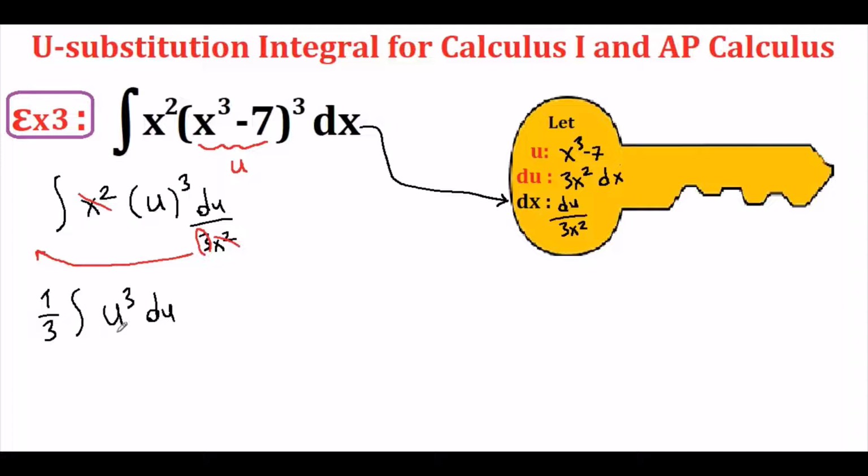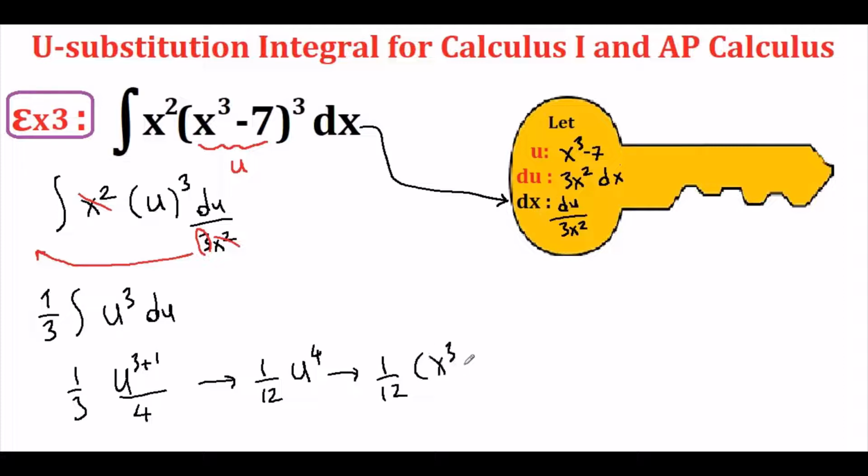Now we know how to take the antiderivative of u to the third. We add 1 to the power and divide by the same number. So we have 1 over 3 times 4, which is 1 over 12, u to the fourth power. And if you bring u back, it's going to be (x to the third minus 7) raised to the fourth power plus c.